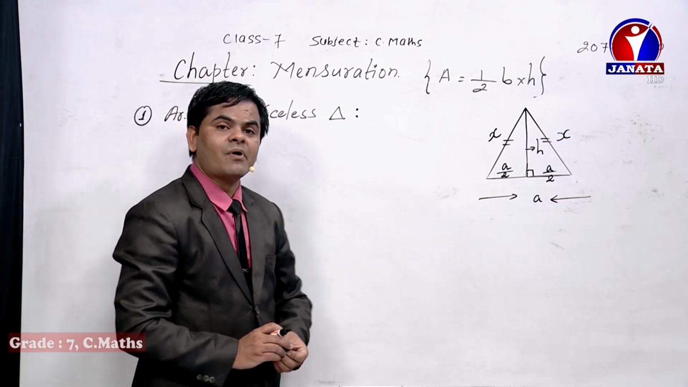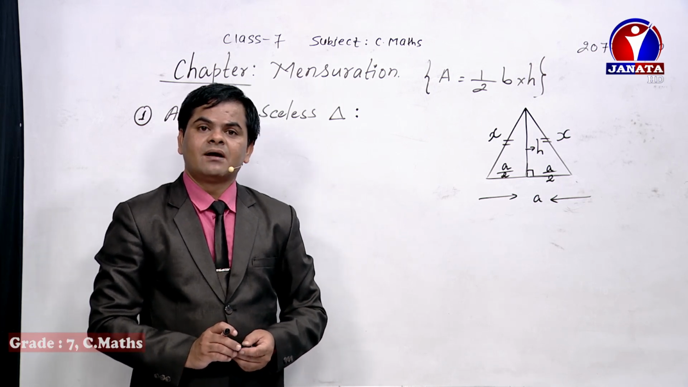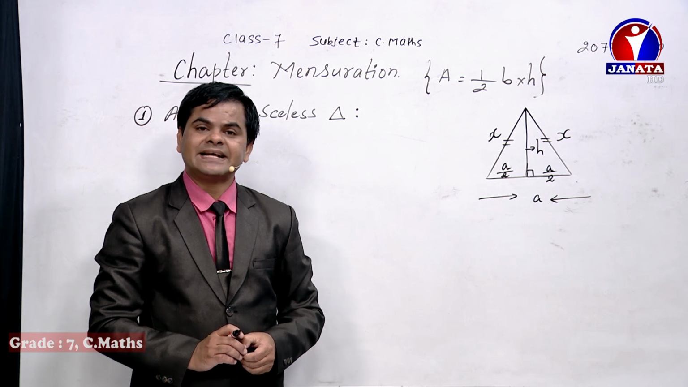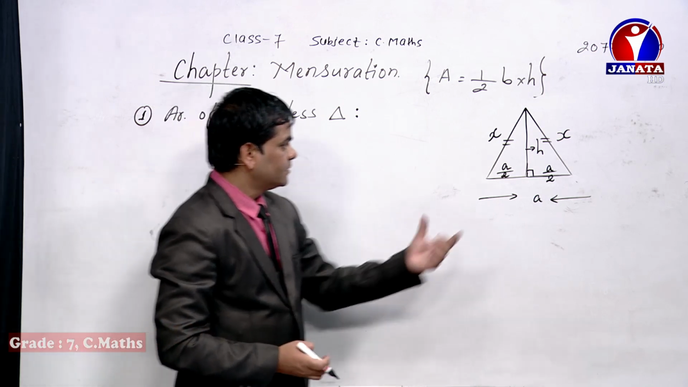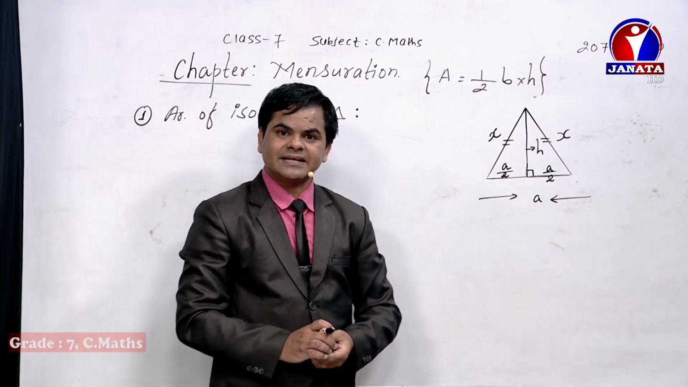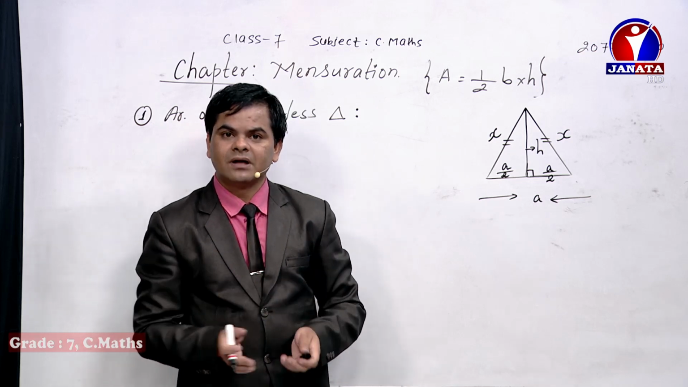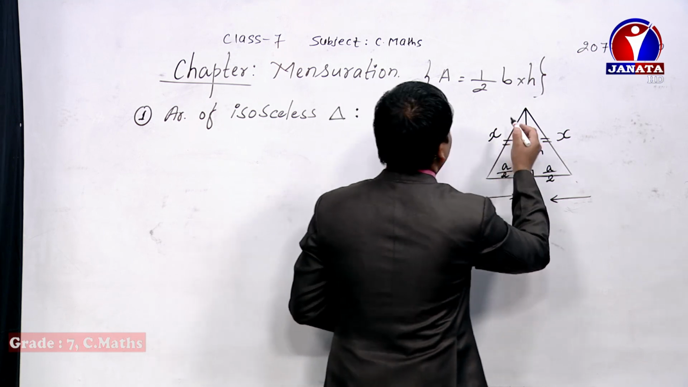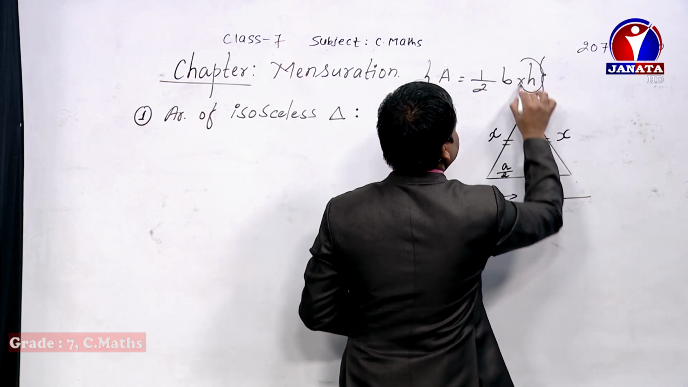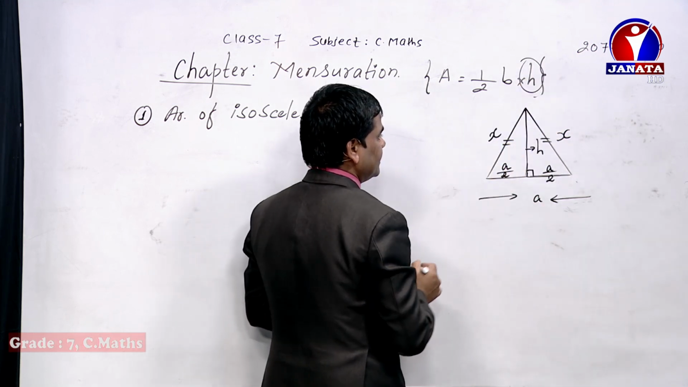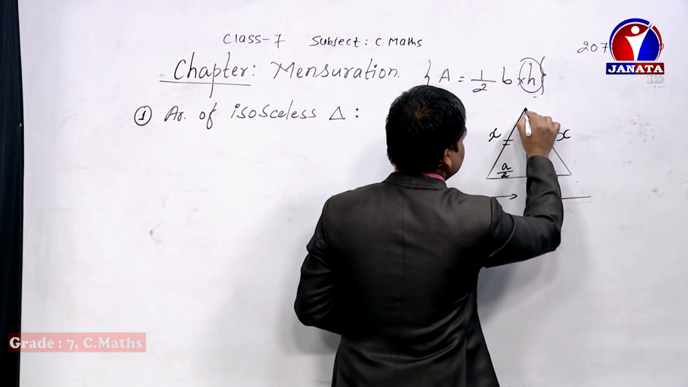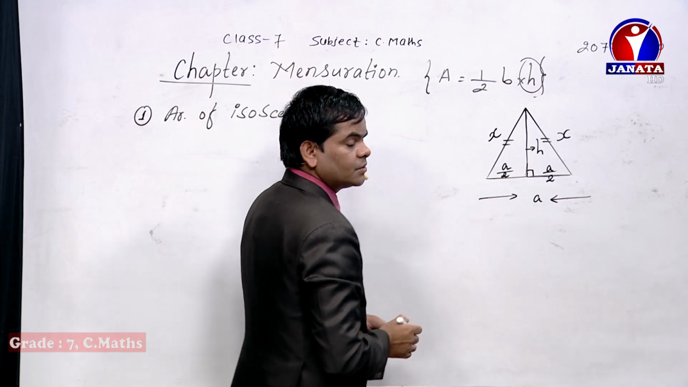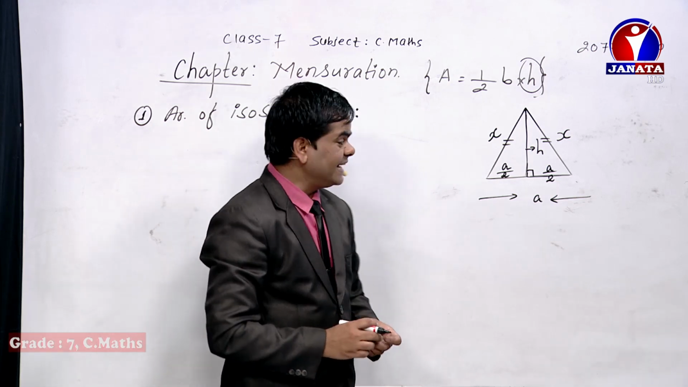A line through the vertex of an isosceles triangle, if it is perpendicular to the base, bisects the base. That means the whole base is divided equally into two equal halves. So by taking that concept, now our target is to find h in terms of x and a. If we use the Pythagoras theorem in this right angle triangle, or in the other one, you can use any one.